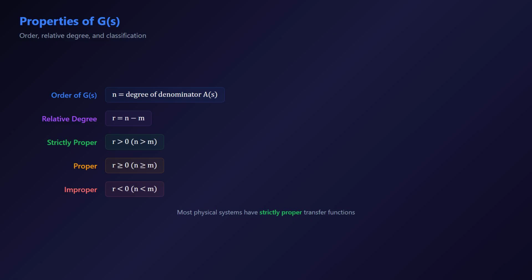A few important properties. The order of the transfer function is n, the degree of the denominator. The relative degree is n minus m. If the relative degree is positive, the transfer function is strictly proper. If it is zero, the function is proper. Proper and strictly proper transfer functions are the most common in practice.